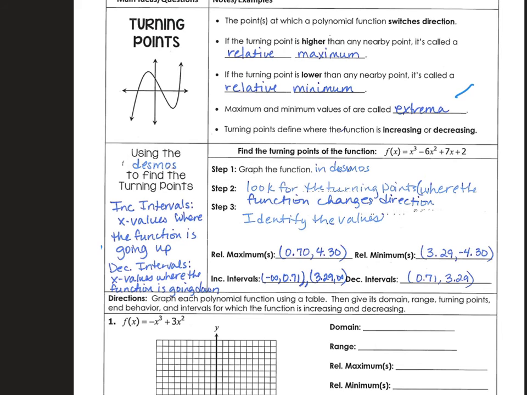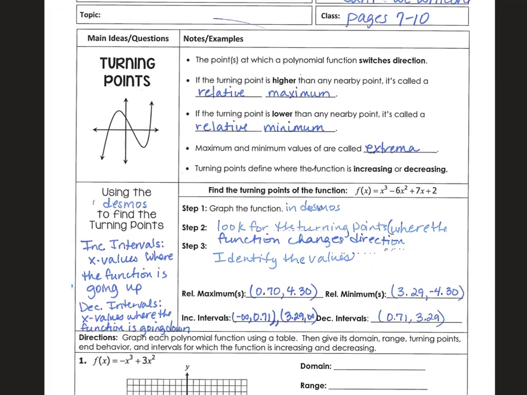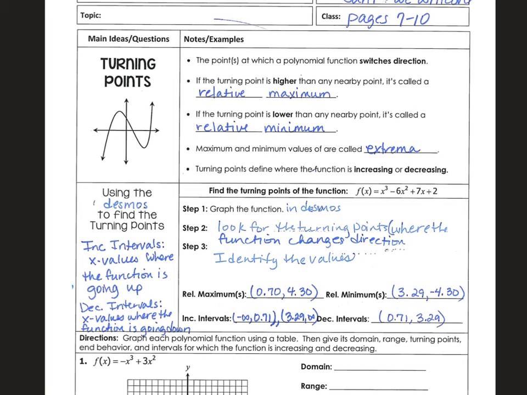So, when we talk about turning points, these are points where the function switches directions. If you look at this little graph here, this is a turning point, this is a turning point. If you trace along as you move from left to right on the function, you can see that it goes up here, and then you turn and you start going down, and then you turn and you start going up again.